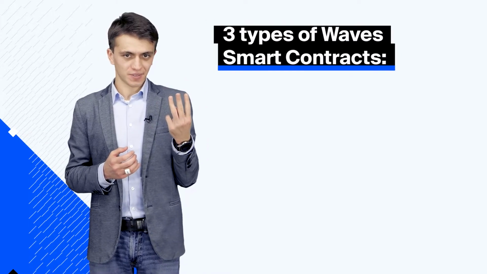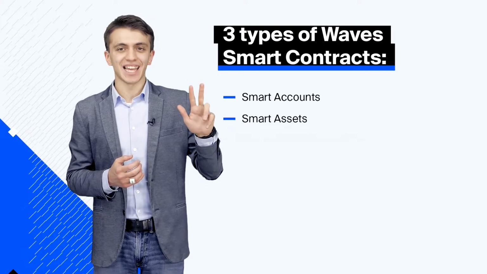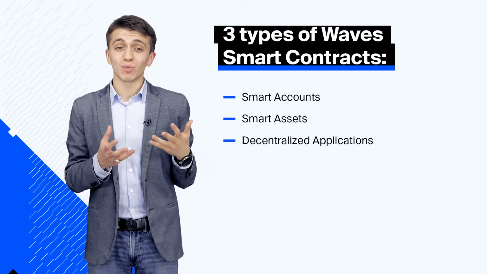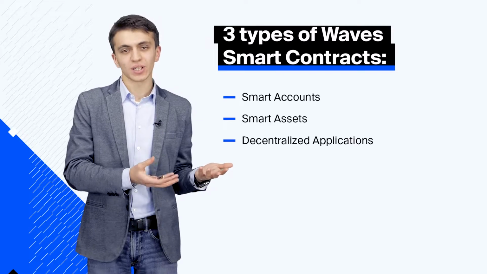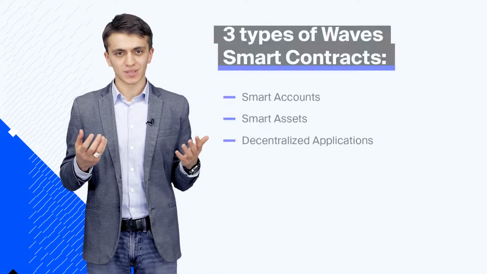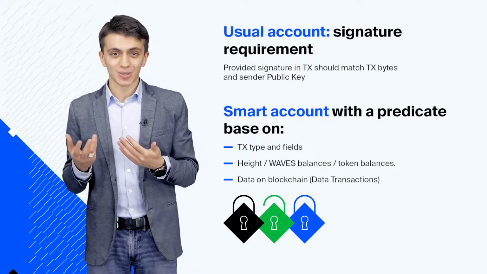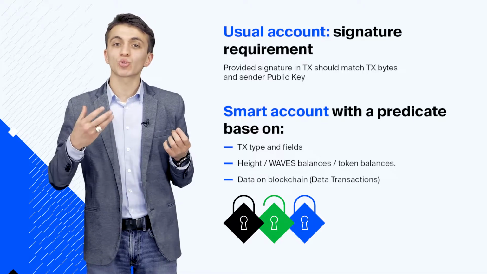Different DLT platforms have different approaches to smart contract development. Waves smart contracts are represented in three different forms: smart accounts, smart assets, and dApps. We'll practice using smart assets later in this course. For now, we're going to look at smart accounts and dApps.